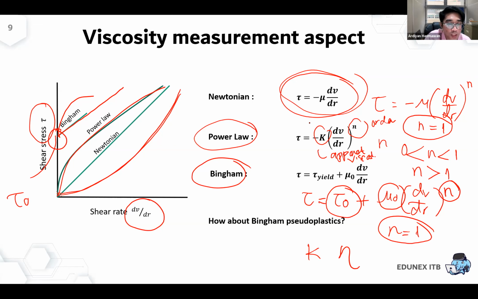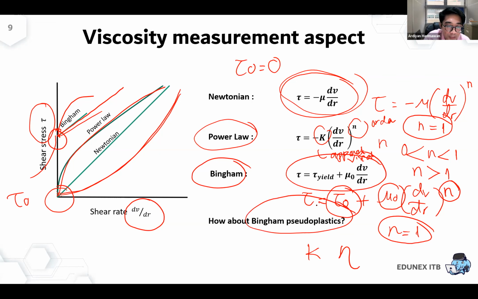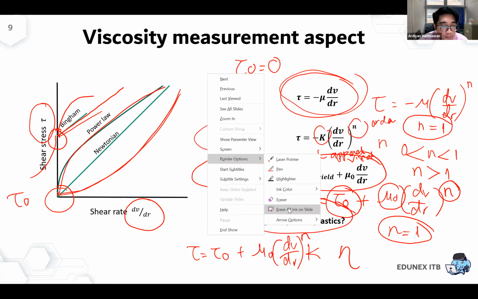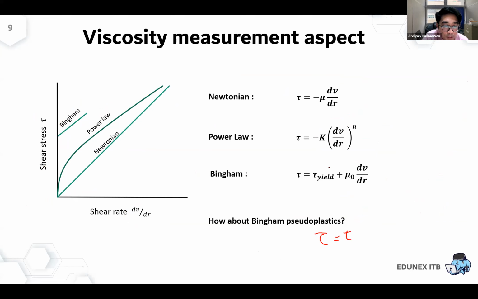For power law or for Newtonian, tau 0 will equal 0, right? Because in the graph, it starts from 0. This is the first equation. So for the normal Bingham, it's like this. But for the Bingham pseudoplastic, you just do it like this, over N. Any question until this point? This one, tau yield, equals tau 0.